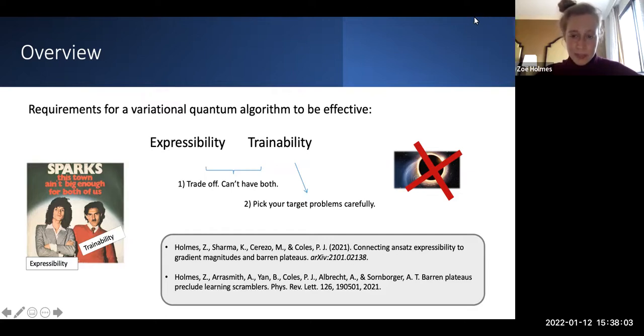connecting ansatz expressibility to gradient magnitudes and barren plateaus. And then the second thing I'm going to talk about is a fundamental limit on variational quantum algorithms, quantum machine learning, saying that not all ansatz are trainable. You can't apply variational quantum algorithms to all target problems because there can be a trainability roadblock. Specifically, you cannot use variational quantum algorithms or quantum machine learning algorithms more generally to learn scrambling or more generally random unitaries. Okay, so that's the overview.